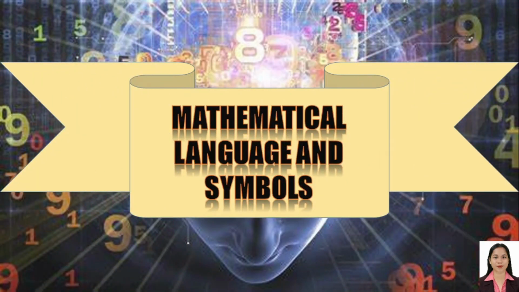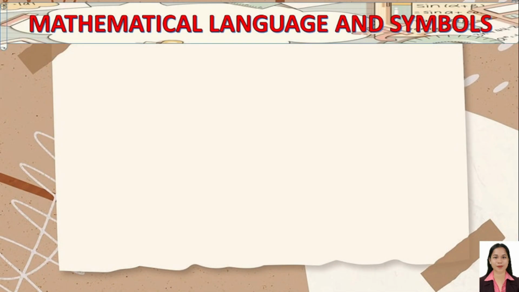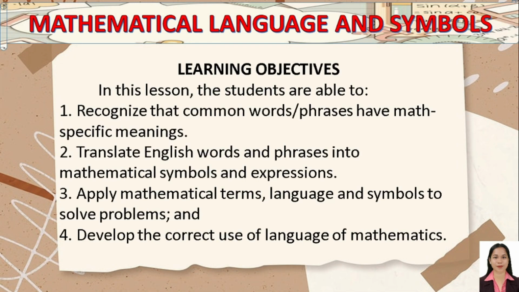But before we proceed to our lesson proper, let me first introduce to you the learning objective of this discussion. In this lesson, the students are able to recognize that common words and phrases have specific meanings, translate English words and phrases into mathematical symbols and expressions, apply mathematical terms, language, and symbols to solve problems, and develop the correct use of language of mathematics.